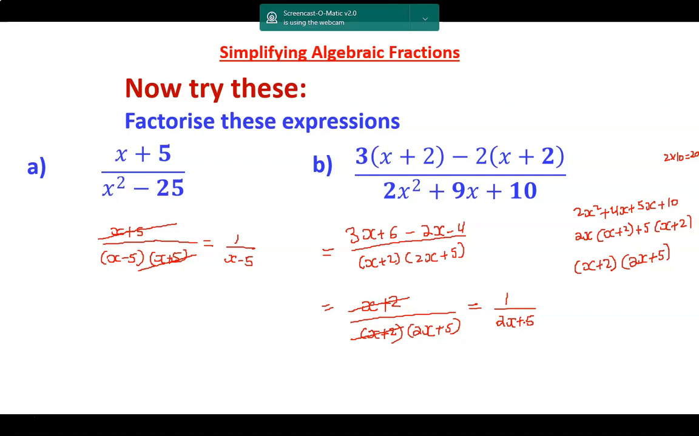This is how you simplify algebraic fractions. Two basic skills that you need to simplify algebraic fractions are expanding brackets and factorizing expressions, especially quadratic expressions. We use those two skills to simplify our algebraic expressions.